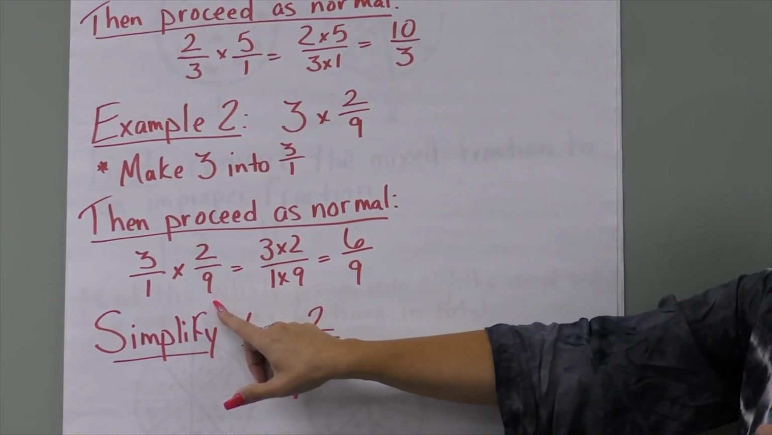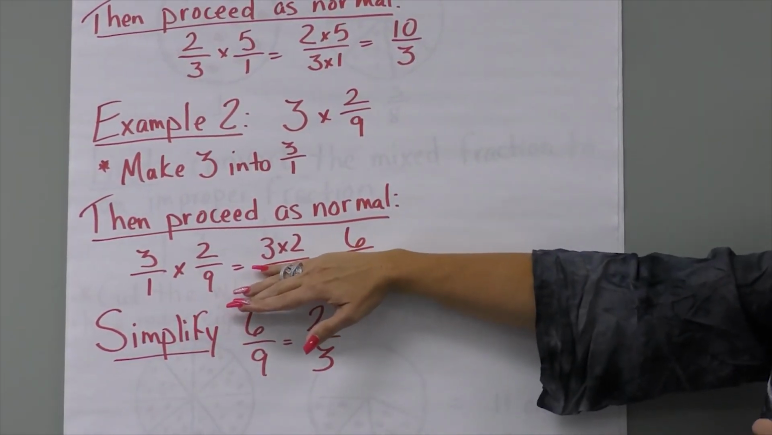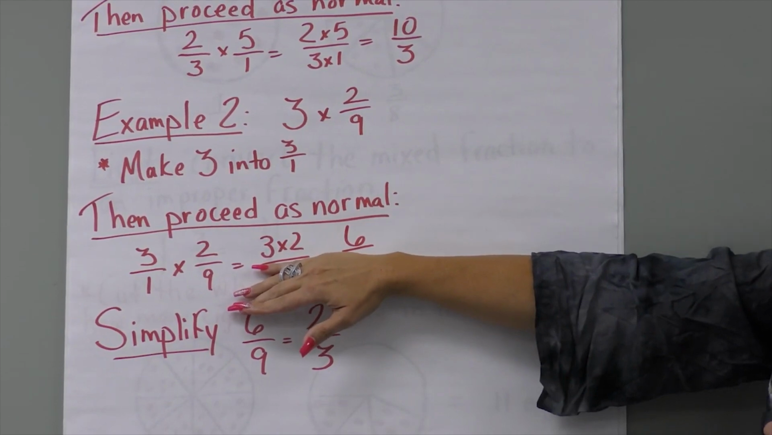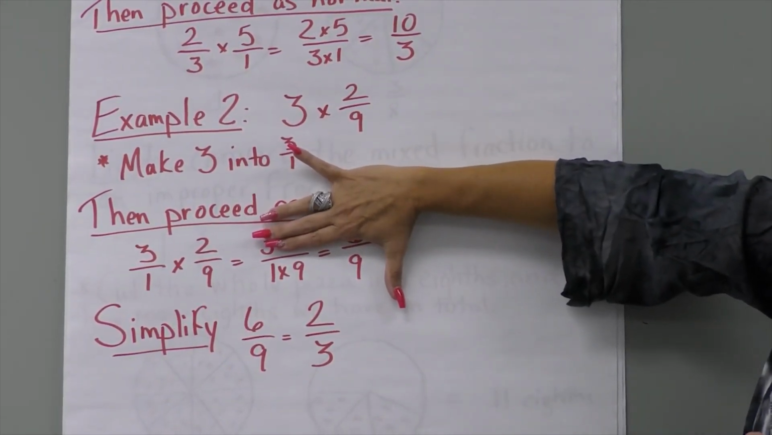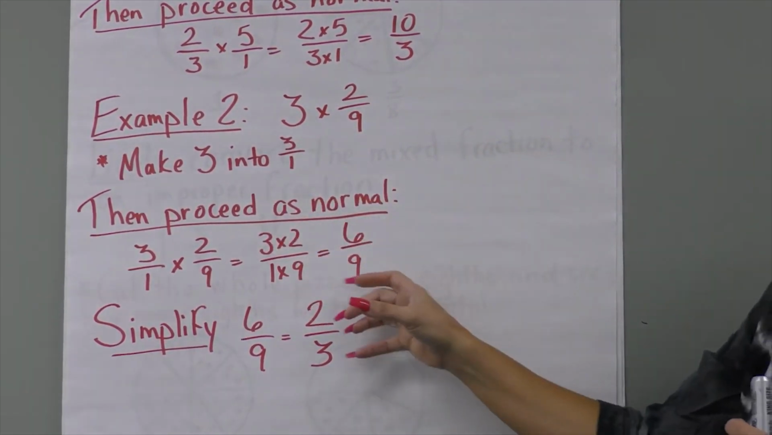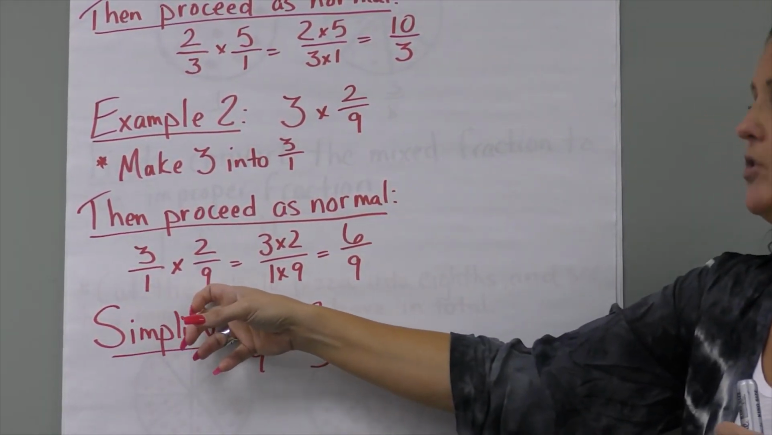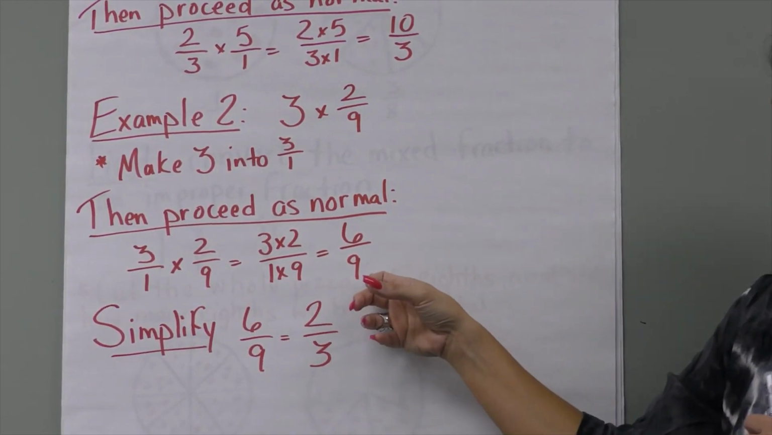Step number 1, we multiply the numerators. 3 times 2 is 6. Step number 2, we multiply the denominators. 1 times 9 is 9. So our answer of 3 over 1 times 2 ninths is equal to 6 over 9.